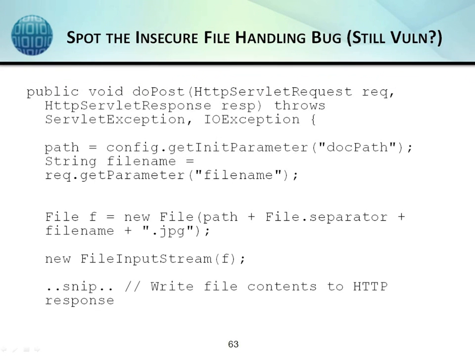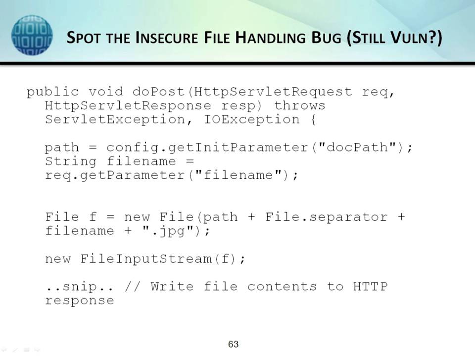So here's a variation of that code. Now the developer is taking a step further and requiring the file extension, appending the .jpg extension, making it a little more difficult to retrieve any file on the web server. But does anybody think of something you might try here to bypass this?